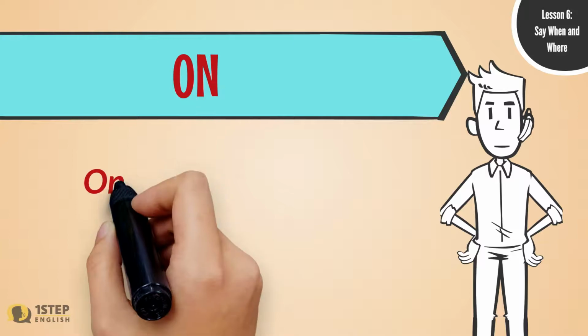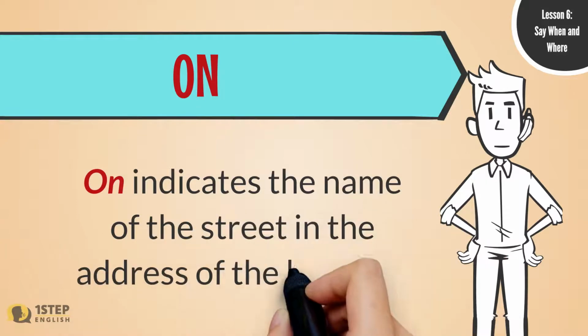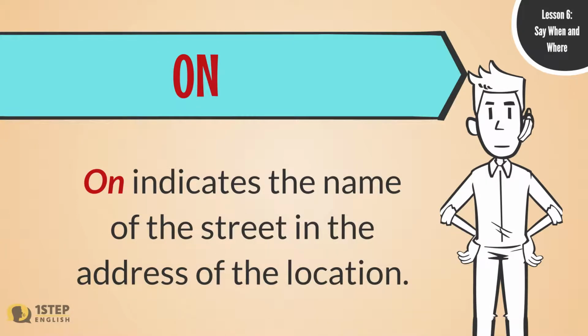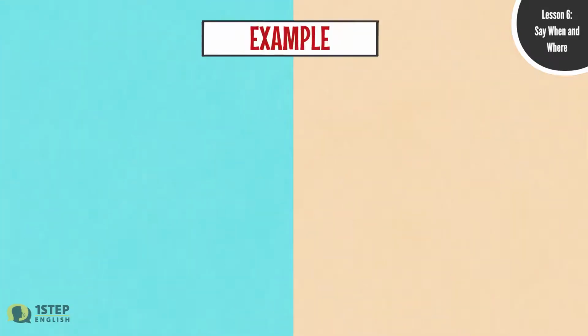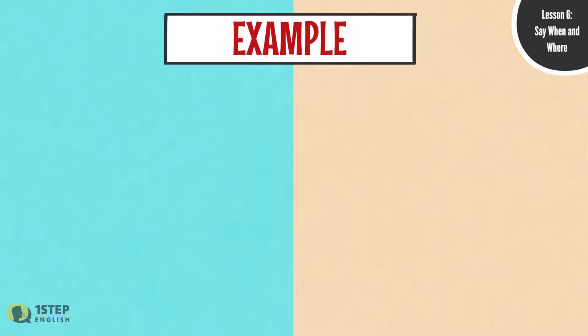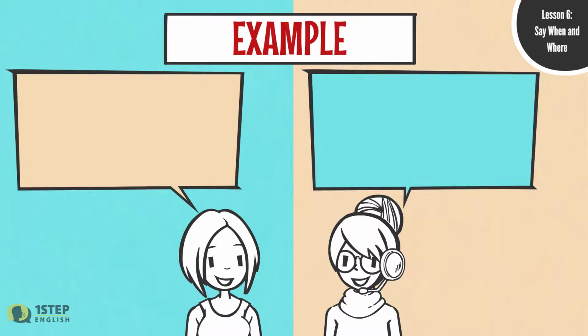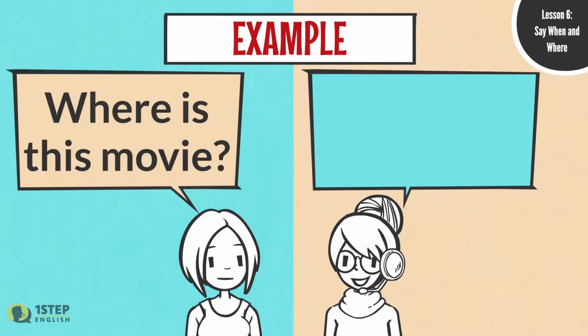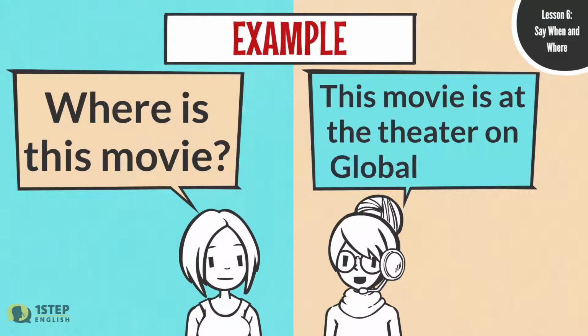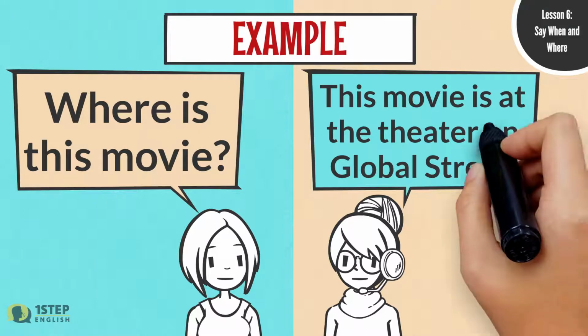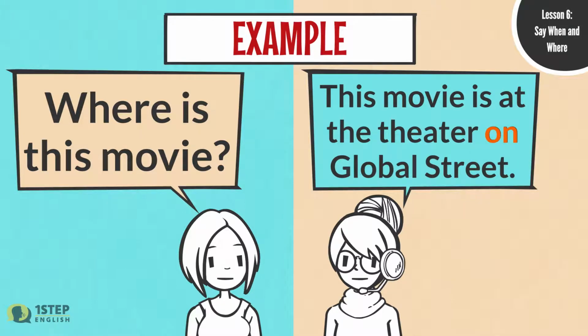On. On indicates the name of a street and the address of the location. For example, where is this movie? This movie is at the theater on Global Street. On. This movie is at the theater on Global Street.